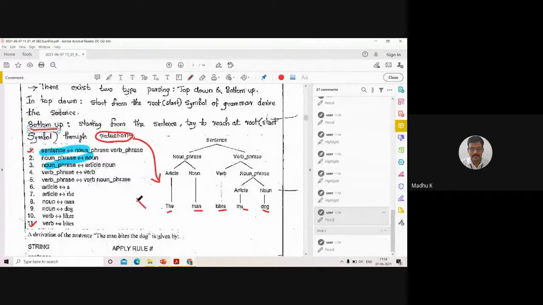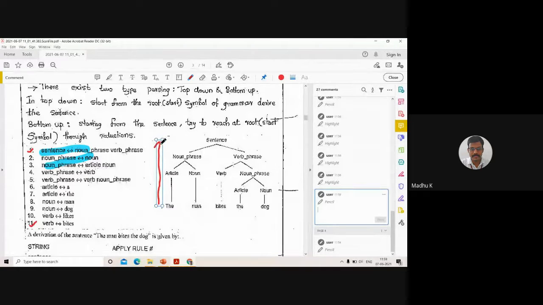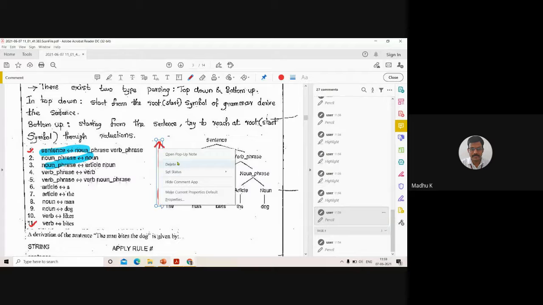In that case, we will apply reductions, and then we will try to reach the root. If we can reach the root, then the parsing is successful. Else, parsing is not successful. This type of approach is called the bottom up approach. Bottom to top, we try to derive a string.